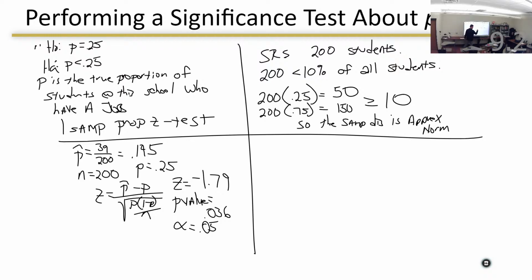Since p-value less than alpha, and I don't have to say what it is because I did it over here. And if you didn't do it over here, you can do it over here. And if you want to do it over here and over here, okay. I reject H0.